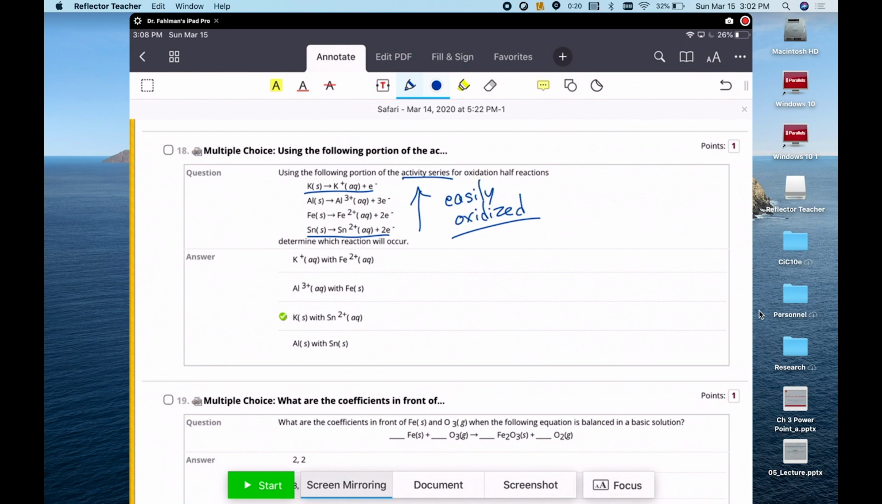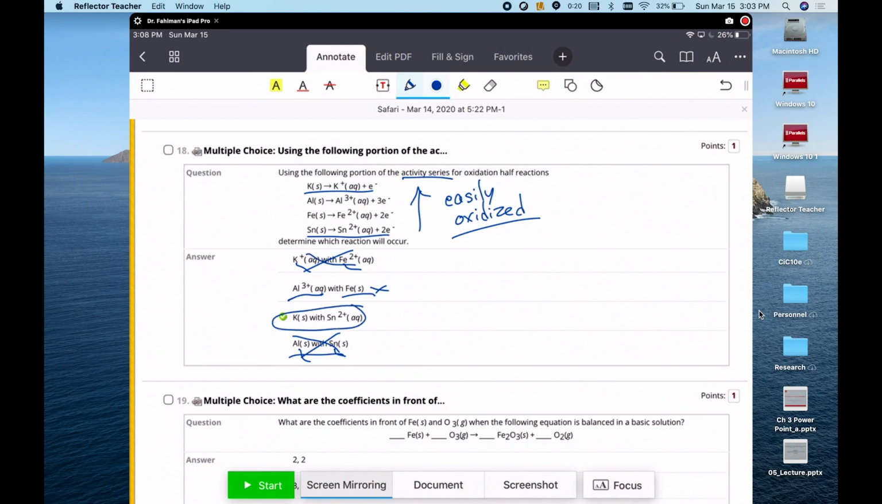Aluminum, this is saying that aluminum is going to be reduced and iron is going to be oxidized, but it's the opposite way in the activity series. This one is saying that aluminum will be oxidized and tin will be oxidized, so that's not going to happen. This one is saying that potassium would be reduced and that would be oxidized, so you would go to like an iron 3 on there, but that's not even in the chart, so that doesn't apply.